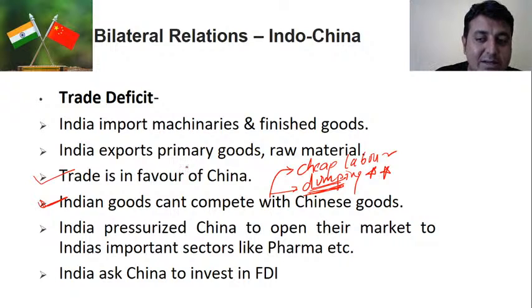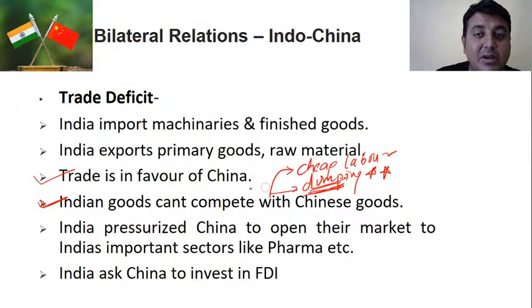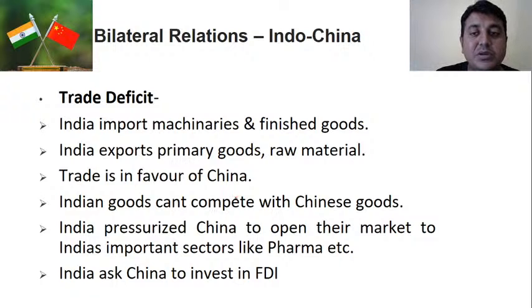Because of that dumping, any product is at a cheaper rate as compared to your domestic product. And of course, human beings have a nature. We know that 10 rupees is less than 100 rupees. And if you get the same product at 10 rupees, you are not going to purchase a product of 100 rupees. Clear?